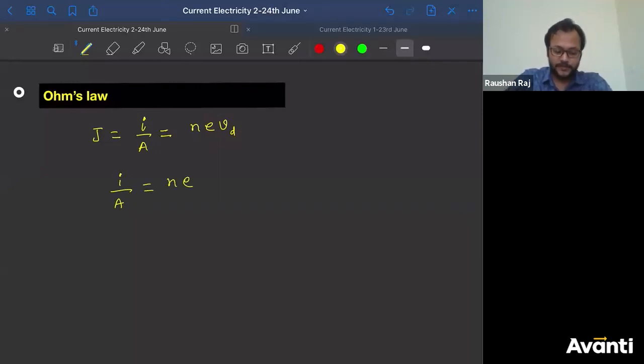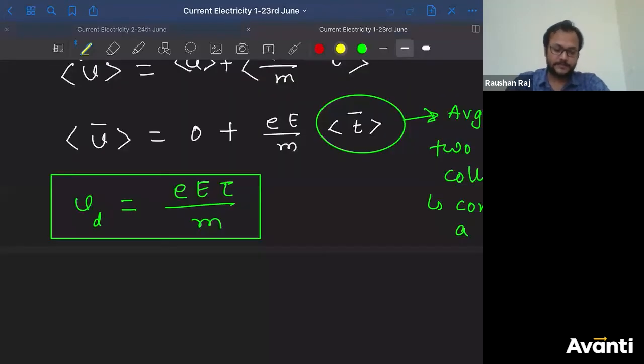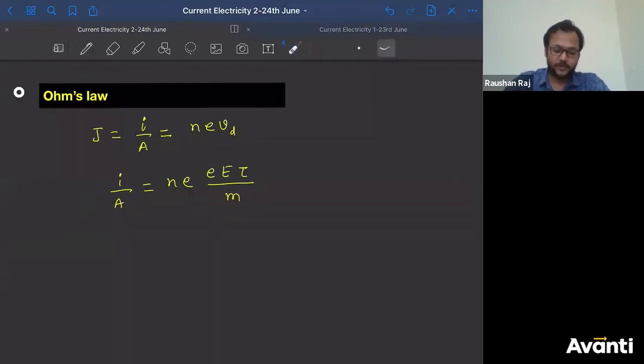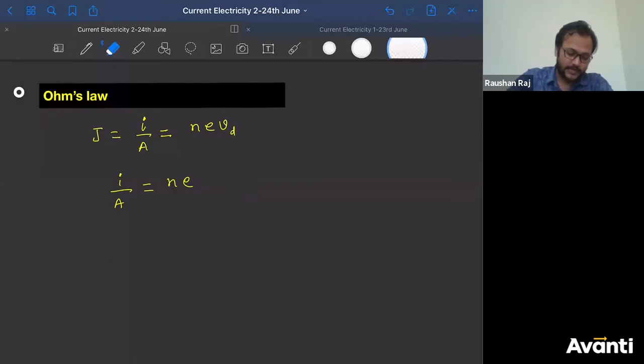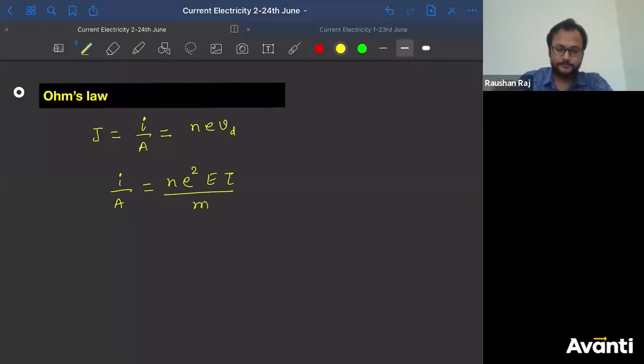So I can write I divided by A is equal to n into what is the value of v_d? बच्चा लोग बताइए जरा. Small e, capital E, tau divided by small m. स्मॉल m या कैपिटल M? स्मॉल m, राइट? मास क्या होता है? What is this small m? Mass of an electron, right? What is this tau? The average time between two successive collisions. What is this capital E? External electric field, right? So now small e into small e will become e square. So let me write it directly: n e square capital E tau divided by small m. All right guys, समझ में आया क्या?